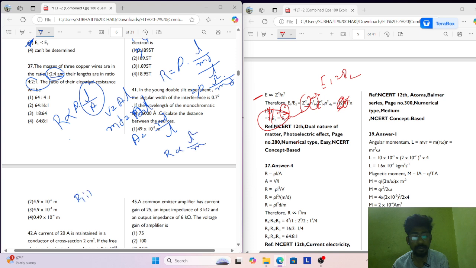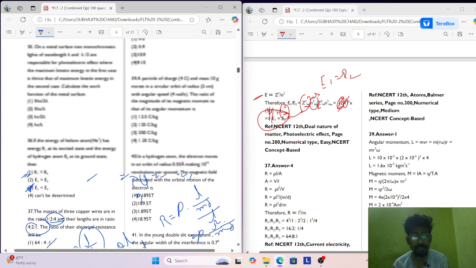Okay, so therefore R1 is to R2 is to R3 will be equal to L1 squared by M1, L2 squared by M2, L3 squared by M3. L1 means 4 squared by 1, 2 squared by 2, 1 squared by 4. That is 16, 2, 1 over 4, so 64, 8 is to 1. Option number 4 will be our correct option here.